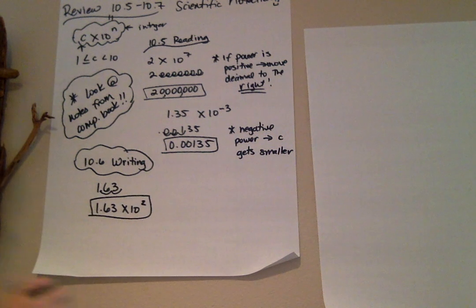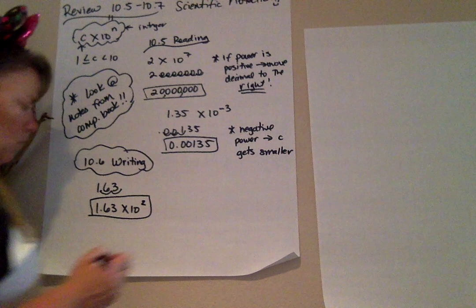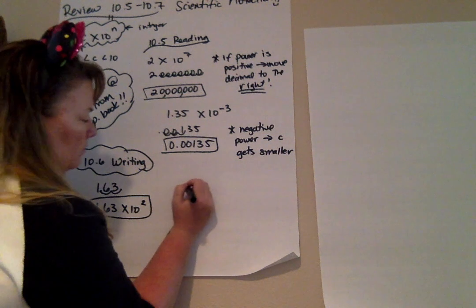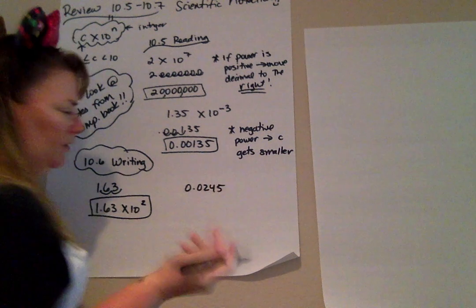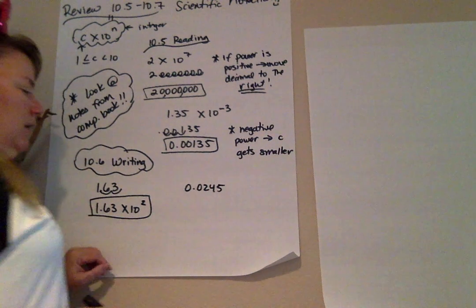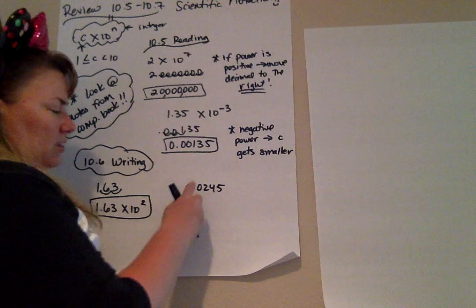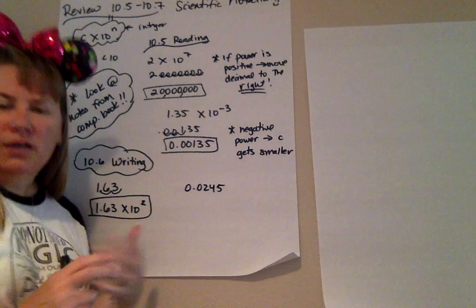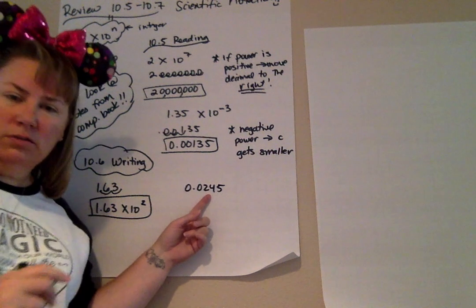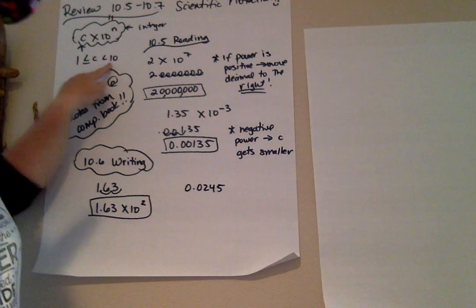But then if you have a number that is less than 1, so let's go 0.0245, whatever, I don't know, okay? And we're going to write that in scientific notation. Since the decimal is here, you need to make sure that you move it enough spots so that this number is going to be less than 10, greater than or equal to 1.